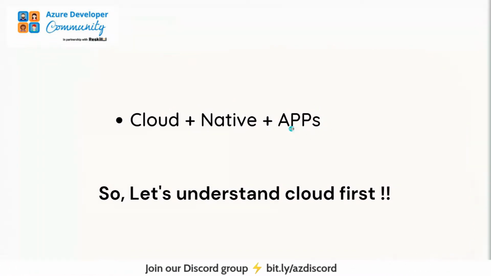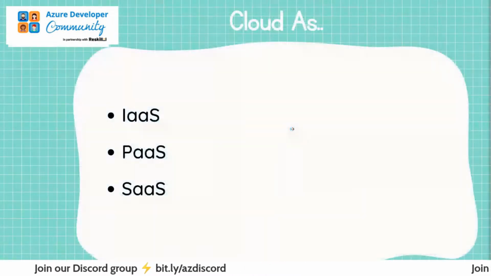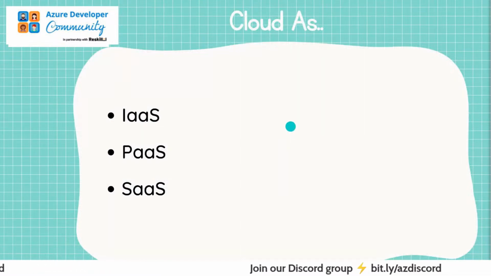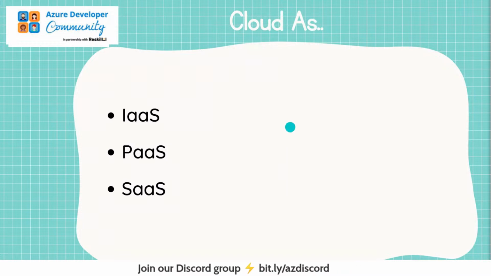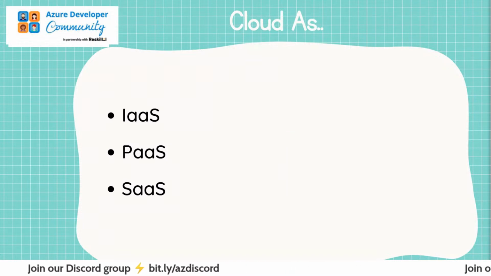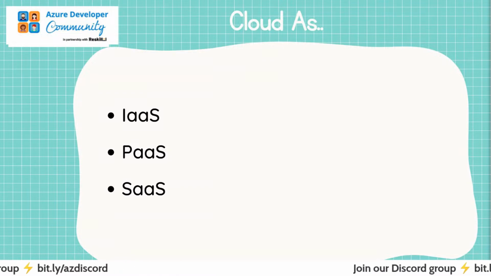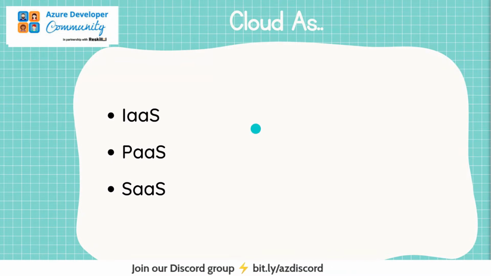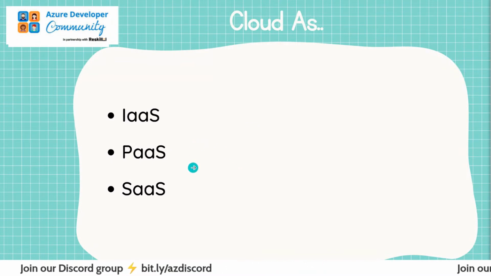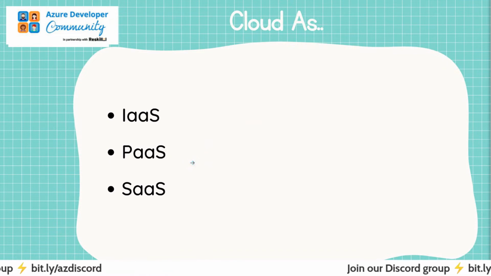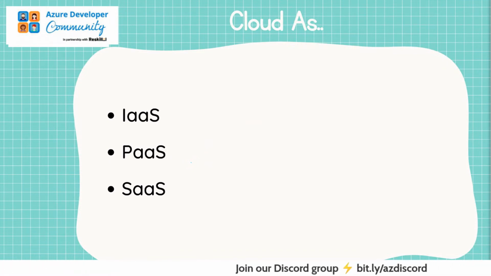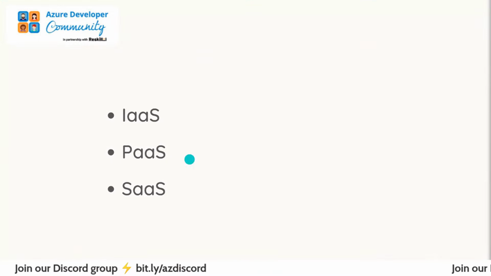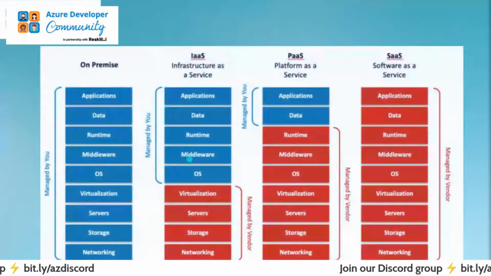So first let's understand what a cloud is. Cloud is the technology or services provided by a cloud provider, a third party company. It can be Microsoft, AWS, Google, or any other cloud provider. They mainly provide three kinds of services: IaaS, PaaS, and SaaS. IaaS stands for infrastructure as a service, PaaS stands for platform as a service, and SaaS stands for software as a service. We will go deeper into what IaaS, PaaS, and SaaS are.